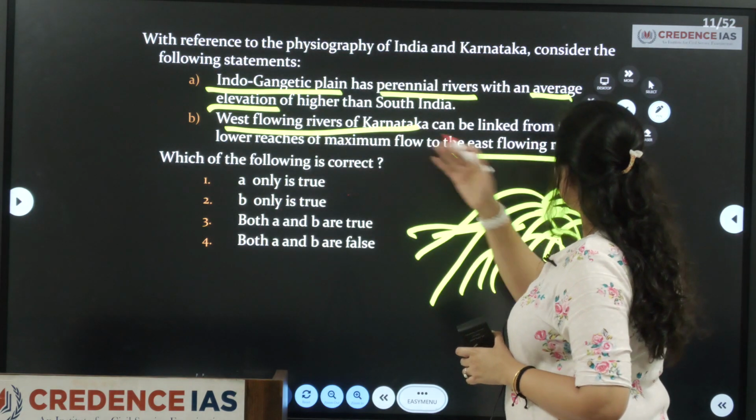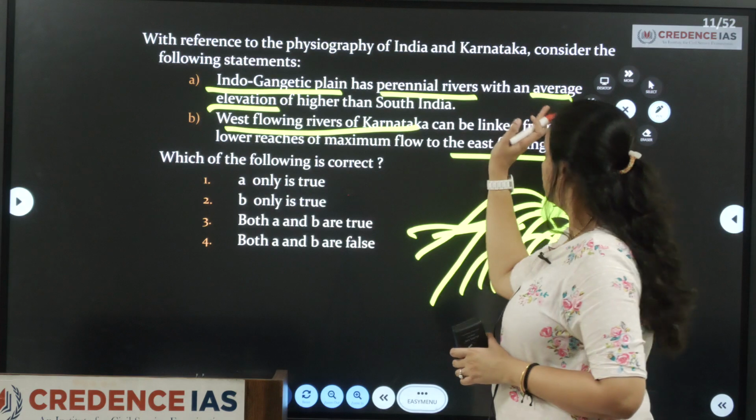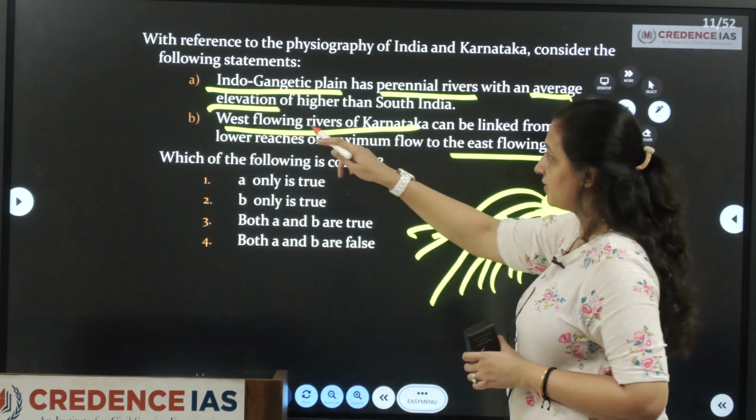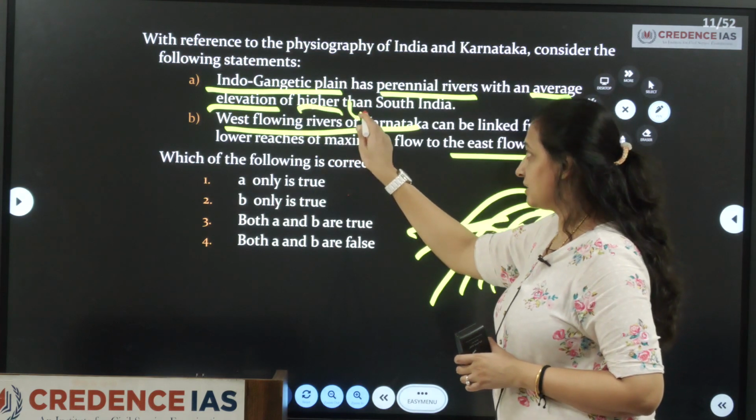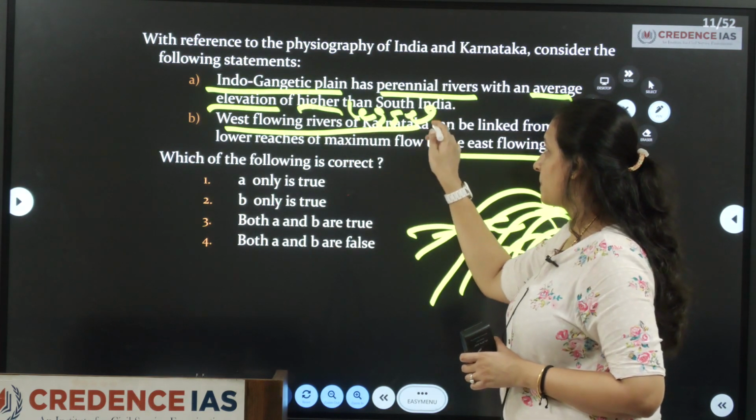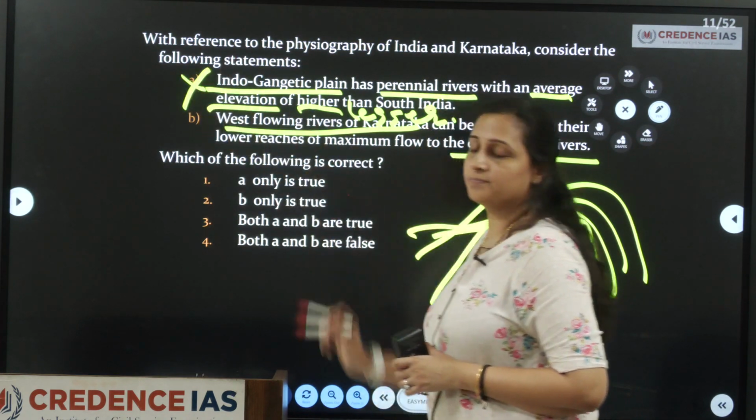Okay, but here, the Indo-Gangetic plain with an average elevation higher than South India? No, it does not have an average elevation higher than South India. Its elevation is lesser than that of the South Indian rivers. Okay, so this option is false.